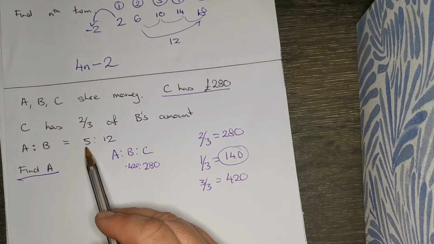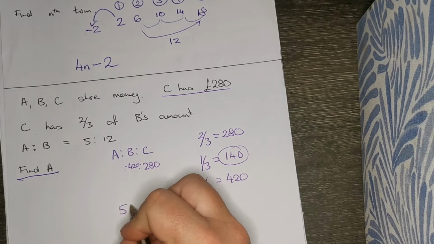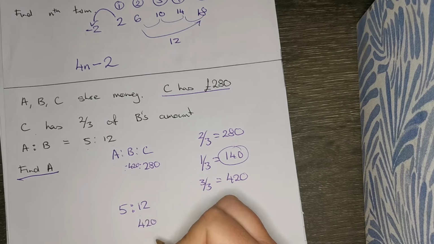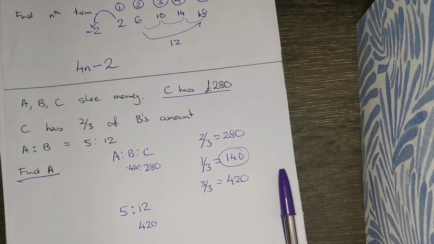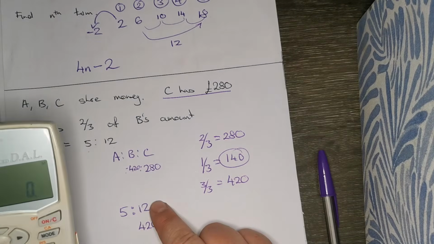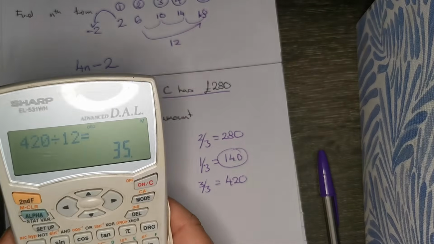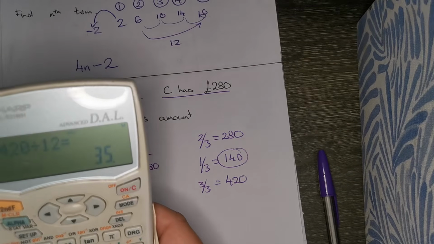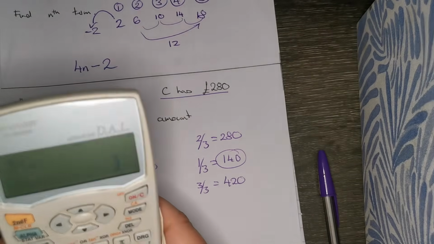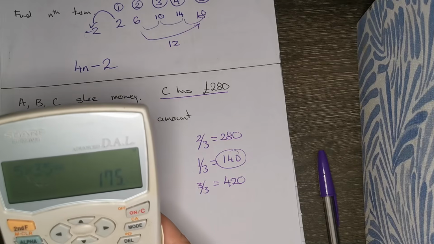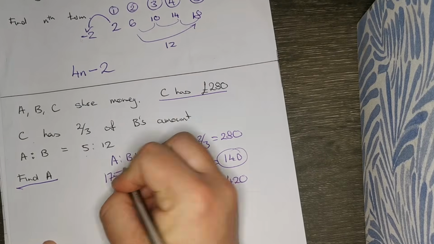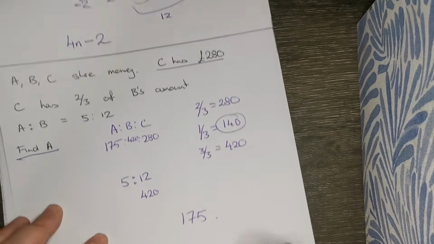I know the ratio of A to B is 5 to 12. So if I've got 5 to 12, and I know that that chunk there is worth 420, I'm going to do 420 divided by my 12, because that'll tell me what one chunk is worth. One chunk's worth 35. So then if A's got 5 chunks of this, that must be 5 times 35, giving me an answer of 175. So A has got 175. Cool.